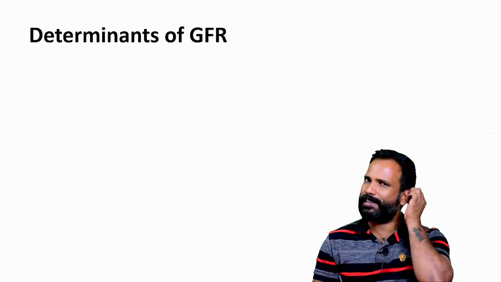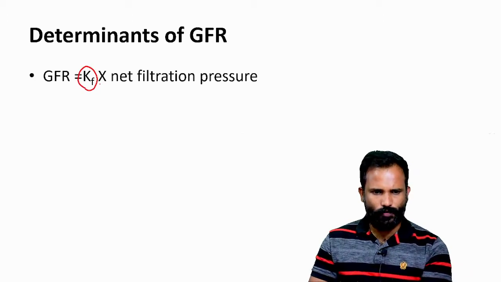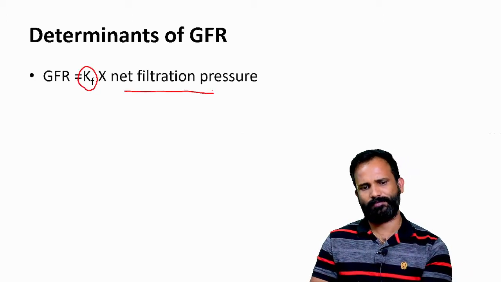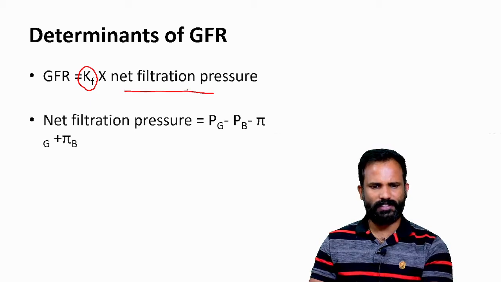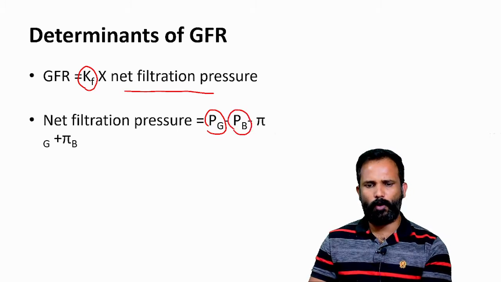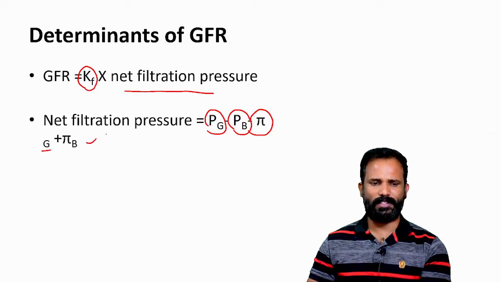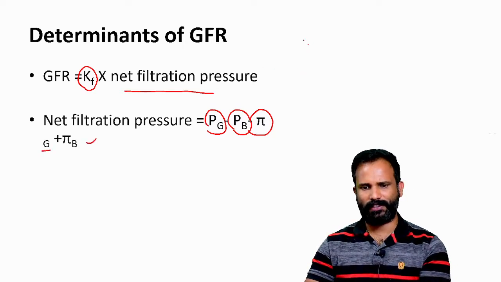Coming to the determinants of GFR. GFR is equal to filtration coefficient times net filtration pressure. So net filtration pressure is glomerular capillary hydrostatic pressure minus Bowman's capsule hydrostatic pressure minus oncotic pressure of the glomerular capillary plus oncotic pressure of Bowman's capsule. Okay, I'll make that clear.